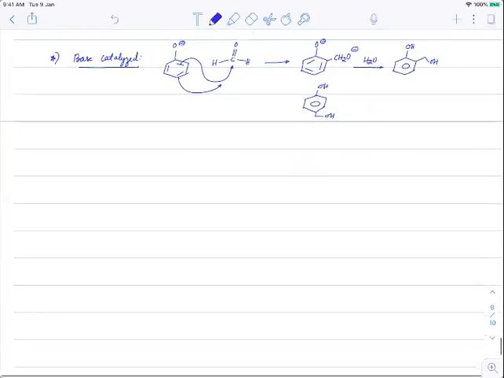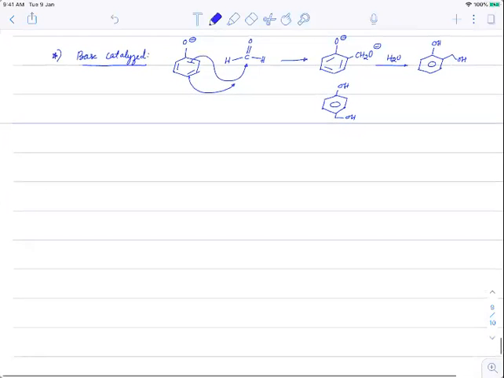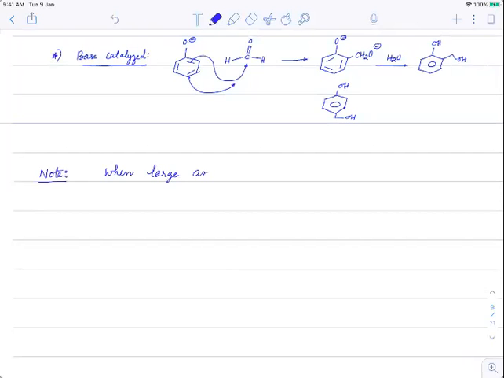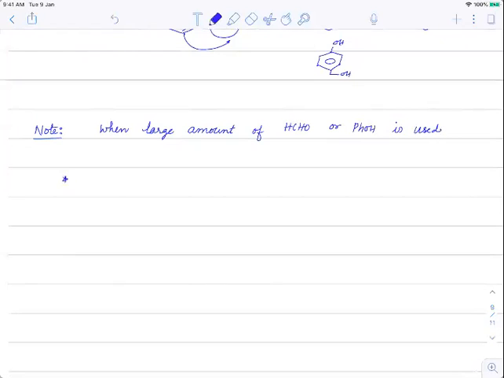Now, what are the important points to be noted for this reaction? See, nobody is going to ask you in this phenols chapter except Reimer-Tiemann. You do not have to remember any names. You will be directly given the reaction. You have to start working on it. When large amount of HCHO or alcohol is used, then how do we check this? What happens to the reaction?